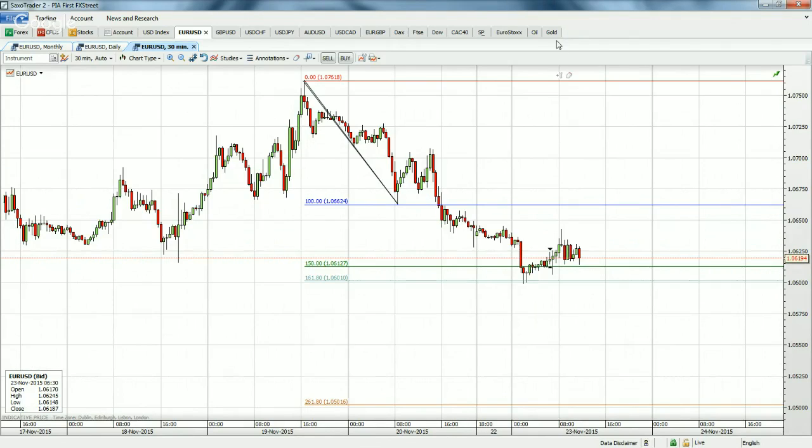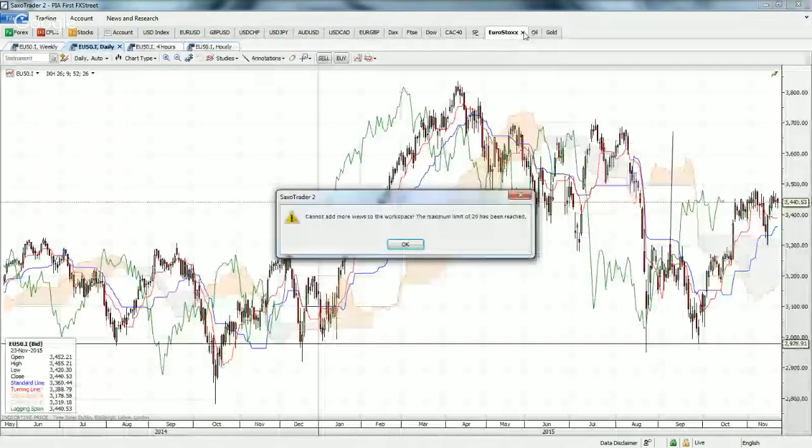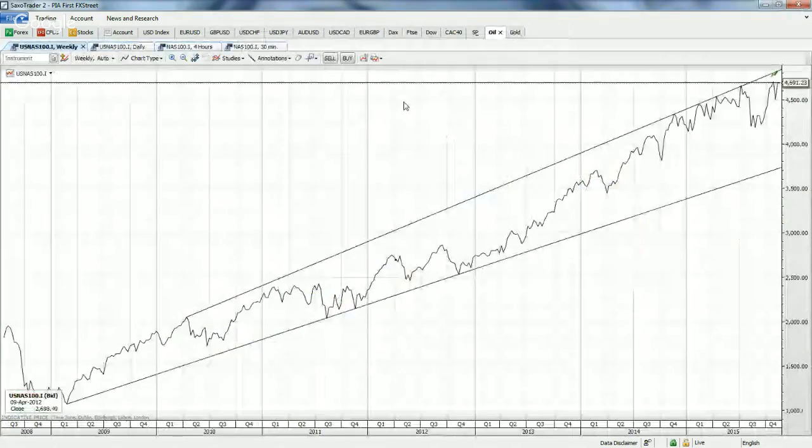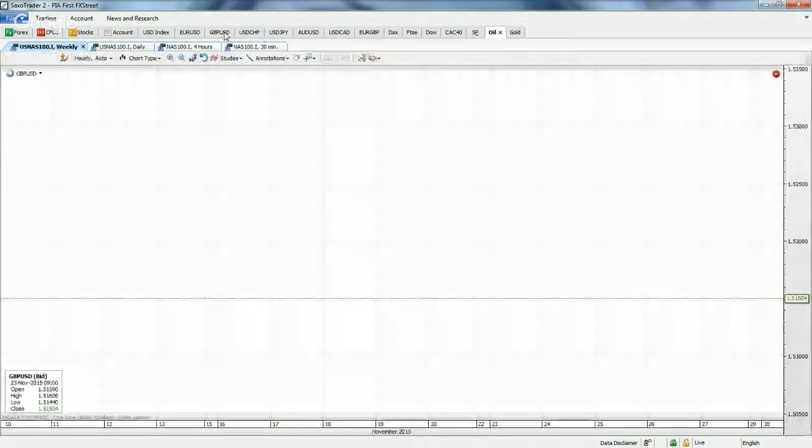I'm just going to drop one of these charts off, euro stocks. So I'm just going to delete that view. Steve will kill me later. And then I'm just going to copy this view.